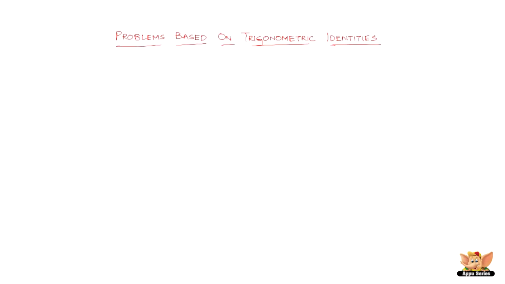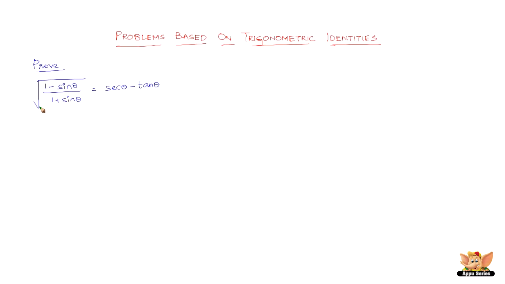In this video, let us solve more problems based on trigonometric identities. So we've got a problem here which reads like this. Prove that root of (1 minus sine theta) by (1 plus sine theta) equals secant theta minus tan theta. I'll tell you how we go about solving this problem before I start it off.